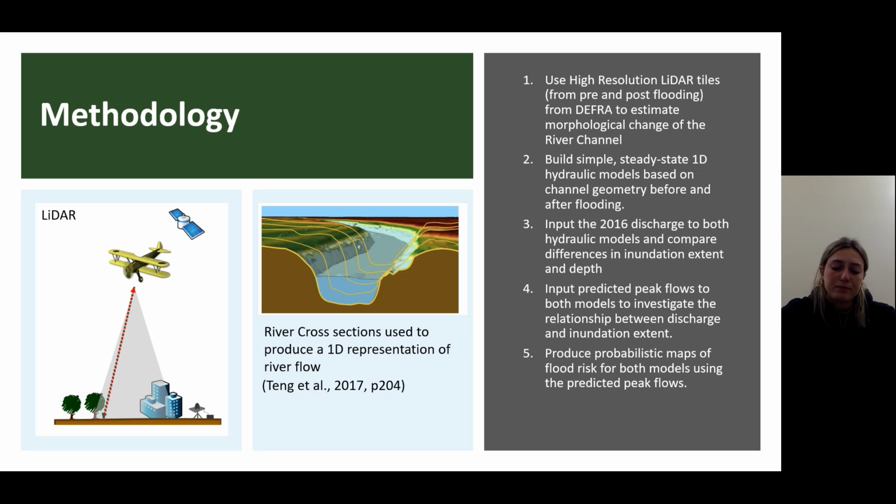for both of them. The figure on the left shows LiDAR, which is light detecting and ranging data, which produces high resolution ground elevation data. And the figure on the right of that shows the types of river cross sections which are used to produce a 1D representation of flow for hydraulic modelling.